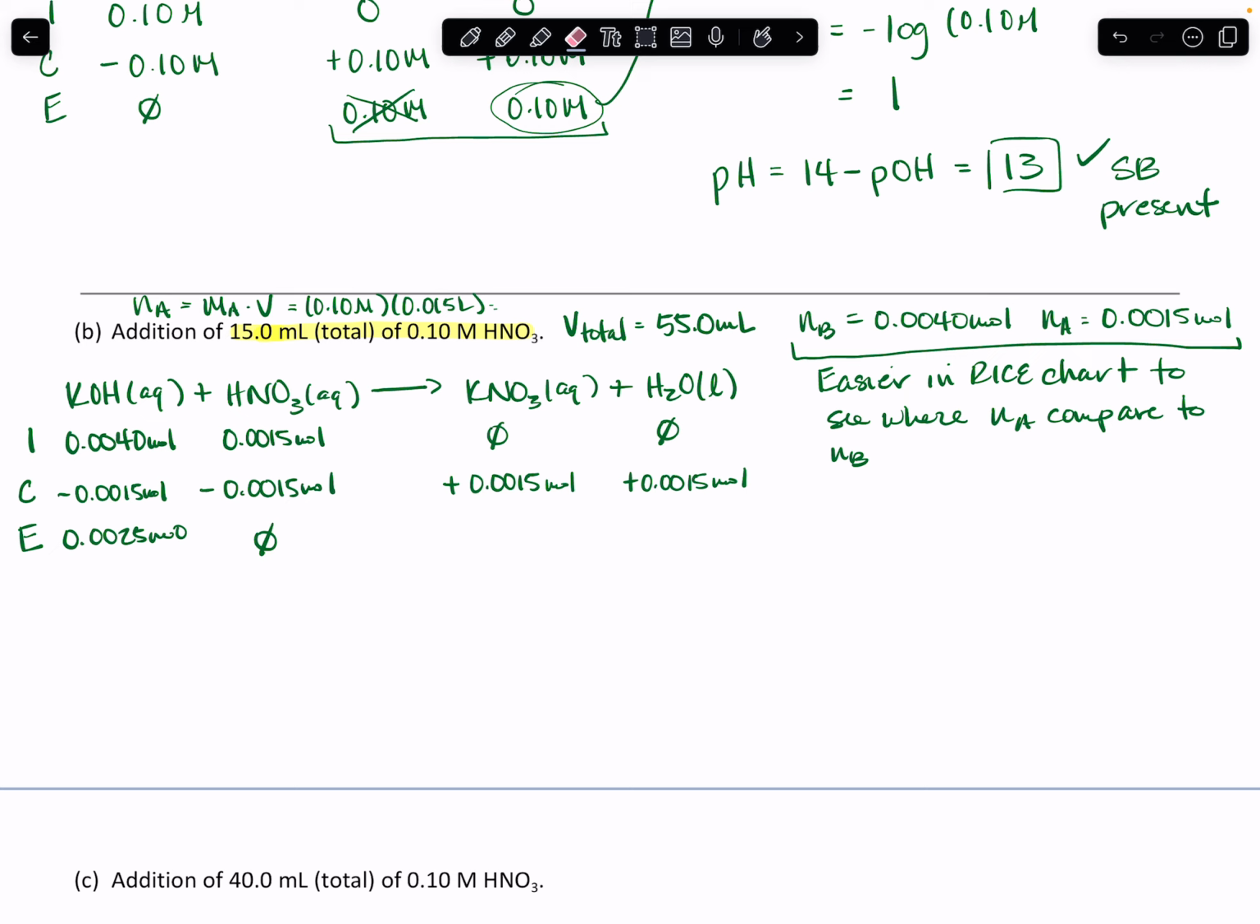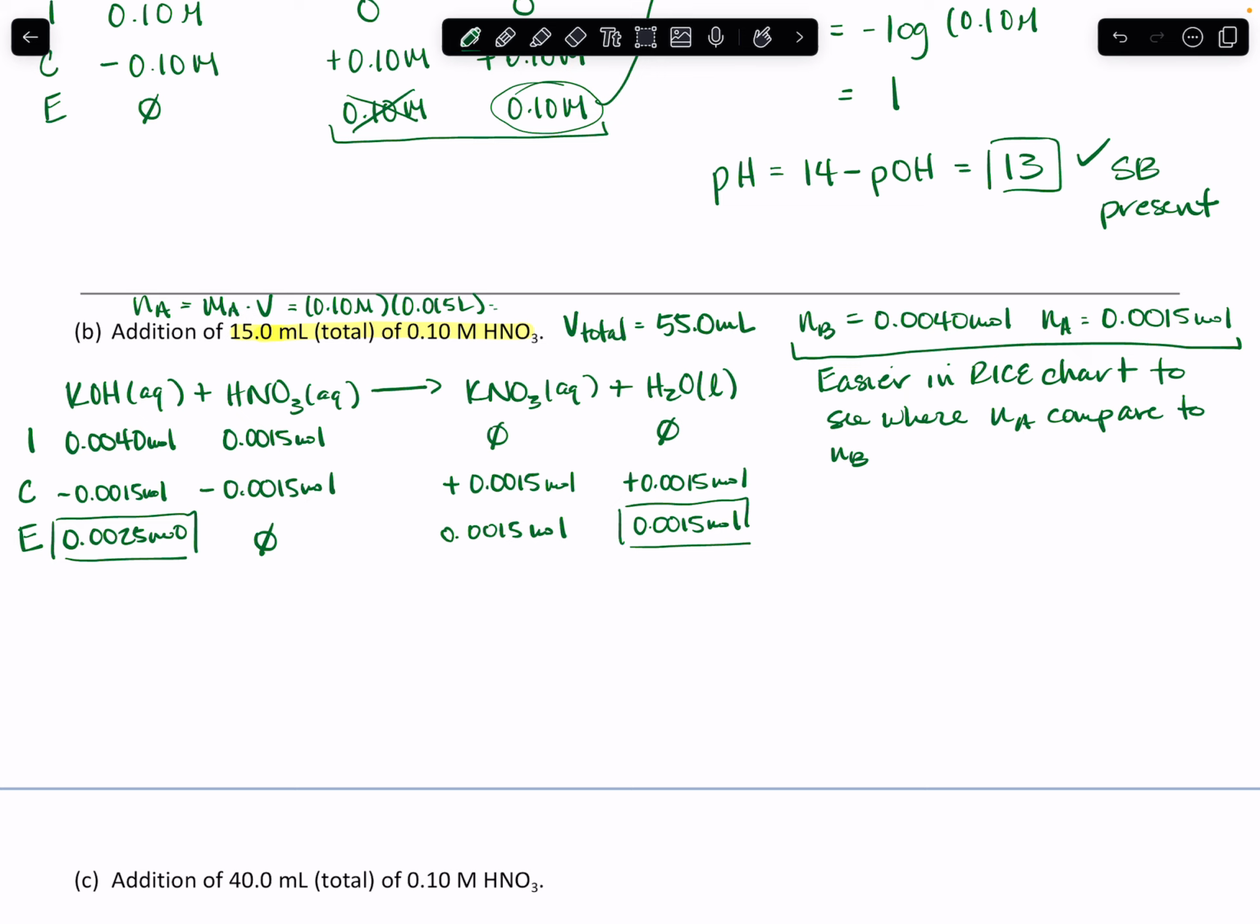All right. So when I reach equilibrium after this addition of acid, I have 0.0025 moles of that base, zero of the acid, 0.0015 moles of the KNO3, and 0.0015 moles of water. So I look at these three components that are present in my solution and I ask myself, do any of these influence the pH? And if so, is any one of them more influential than any other? So I could make an argument for the KOH, obviously, and the water.